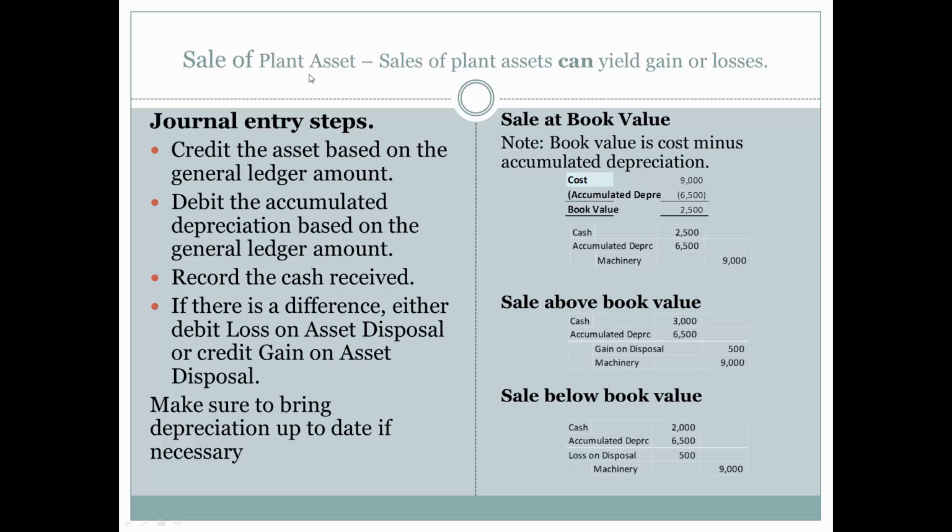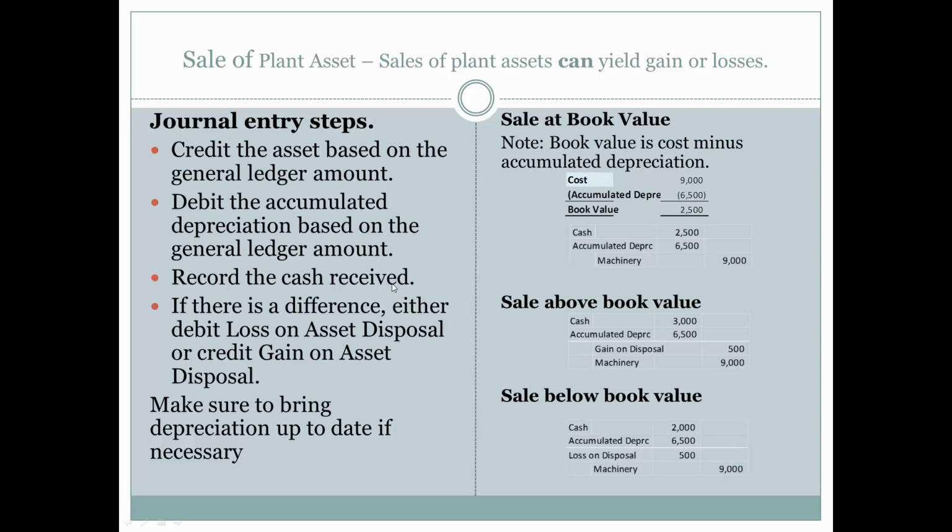Lastly, let's look at a sale of a plant asset. The sale for cash can yield either a gain or a loss. So let's look at our journal entry steps. They're going to be very similar to when we discard the asset. So first we want to credit the asset, then we want to debit accumulated depreciation.